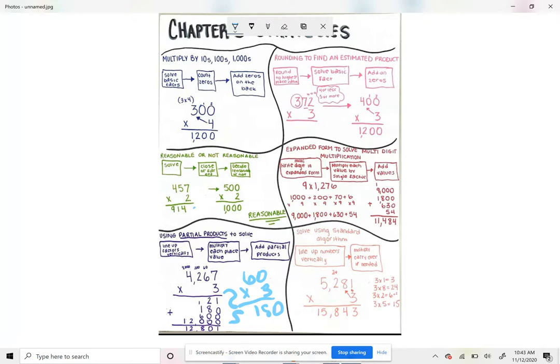Okay, guys, these are going to be your fourth grade chapter 3 strategies that we're using for our test come next week. So I want you guys to review all these strategies today.